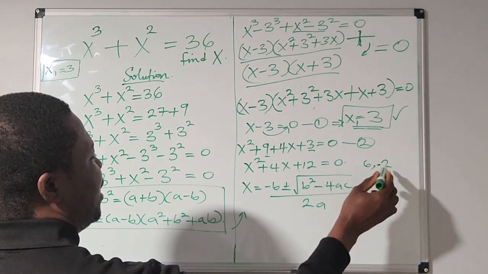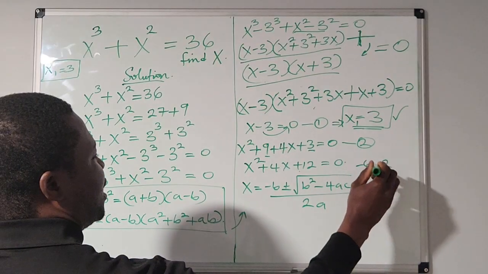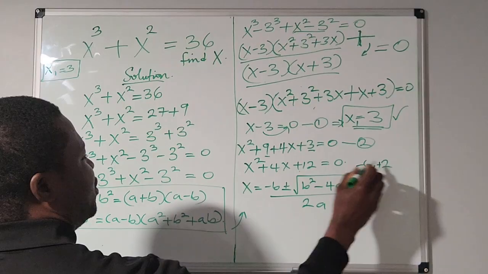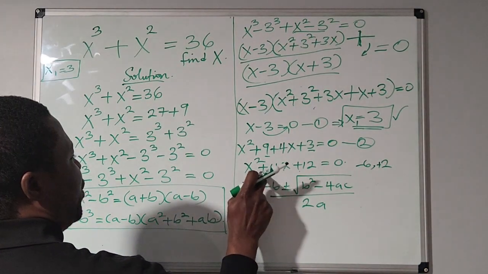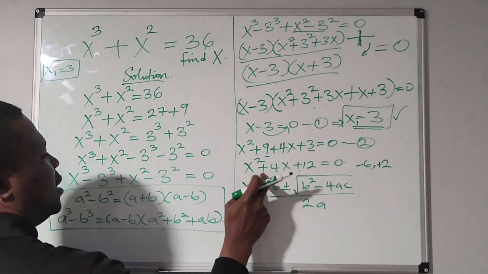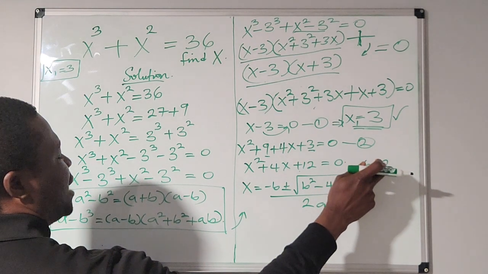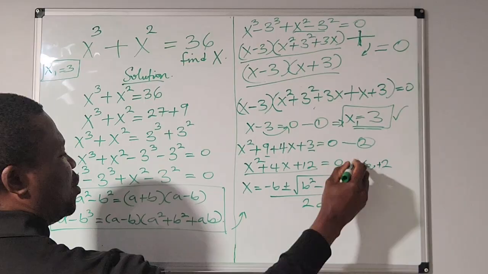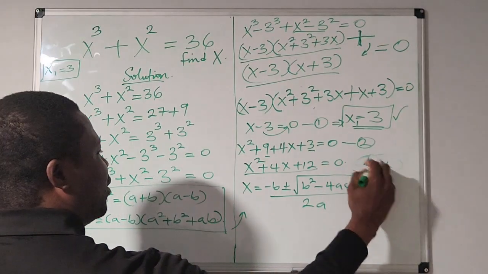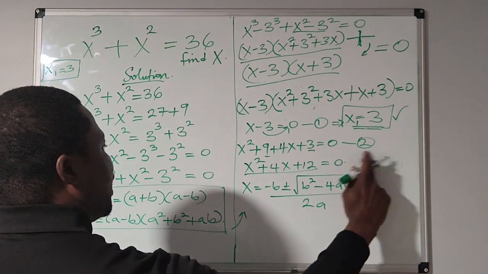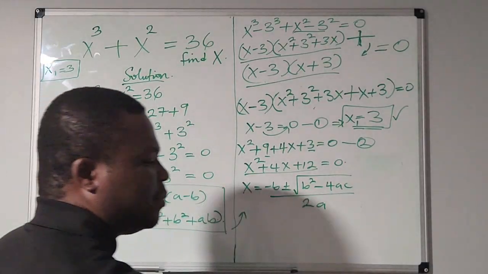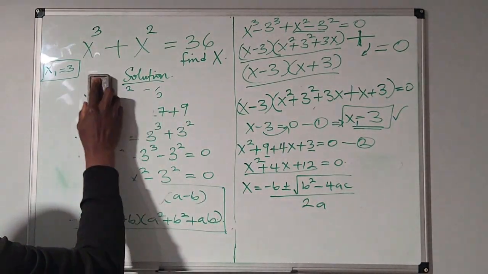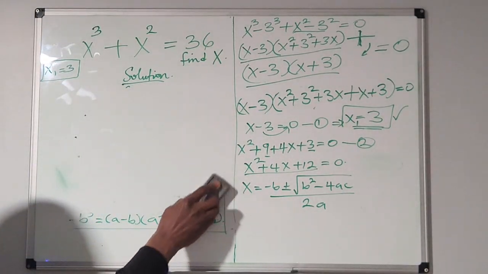And if we go the other way around, minus 6 and positive 2 will give us minus 4. But what we have here is positive 4. And minus 6 times 2 will give us minus 12. That's not what we have in our equation. So this will not work at all. Okay, so we employ this formula. All right. So we're going to continue on this side of the board.